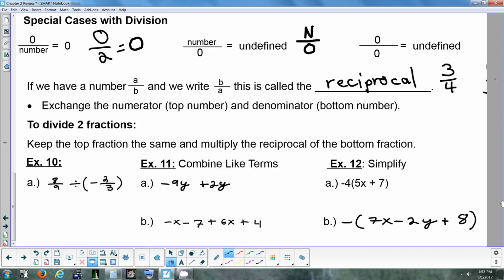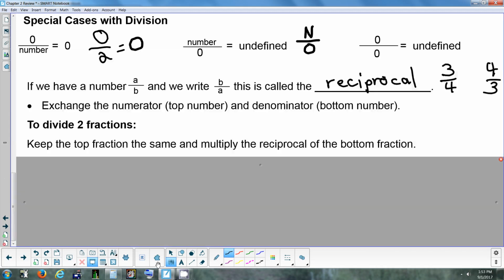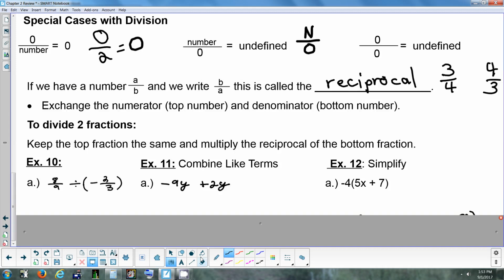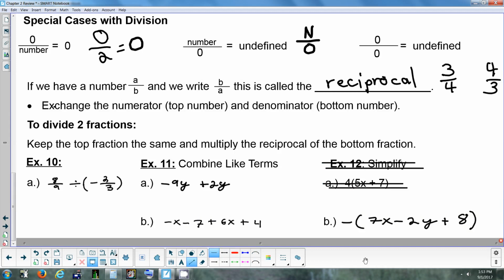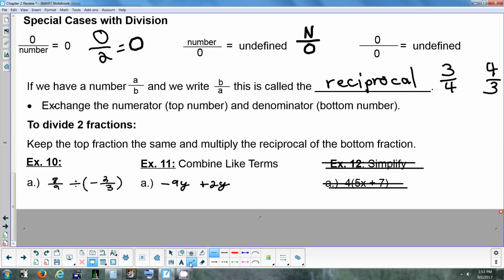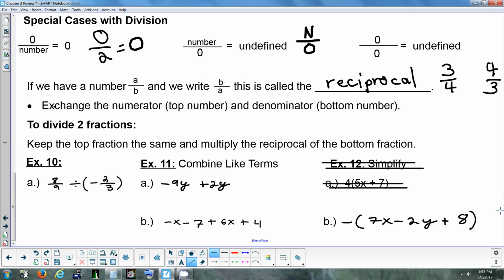You have some rules up here for how to divide fractions. Exchange the numerator and denominator. The numerator's on the top, the denominator's on the bottom. You're just going to switch them. Then it says keep the top fraction the same and multiply the reciprocal of the bottom fraction. So I think we're saying keep the first one the same and flip the second one. Is that correct?